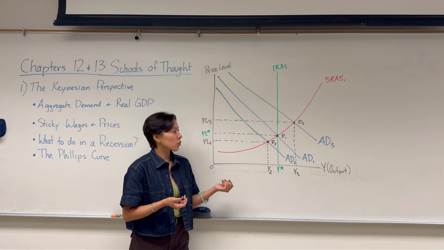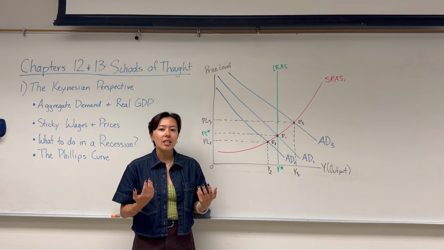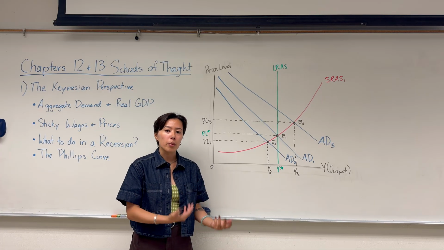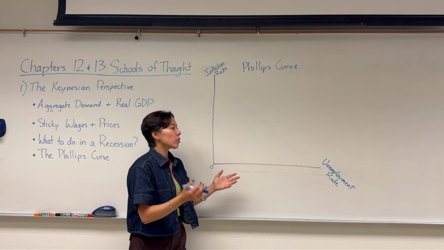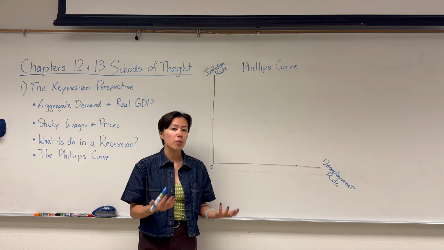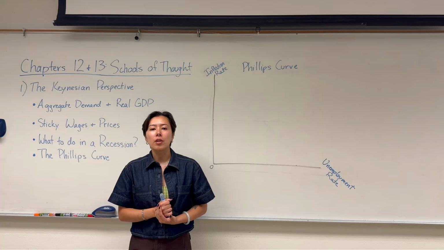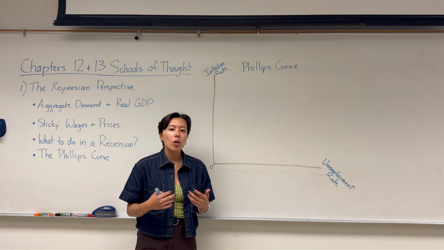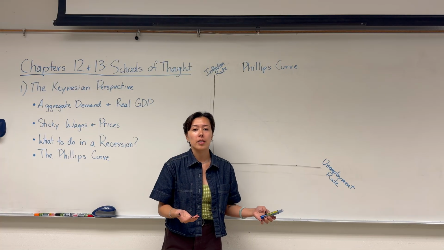But we can also draw a new graph called the Phillips Curve to more explicitly illustrate this trade-off between the unemployment rate and the inflation rate. Now, this trade-off between unemployment and inflation is only going to hold in the short run. So it's very well aligned with this Keynesian perspective.